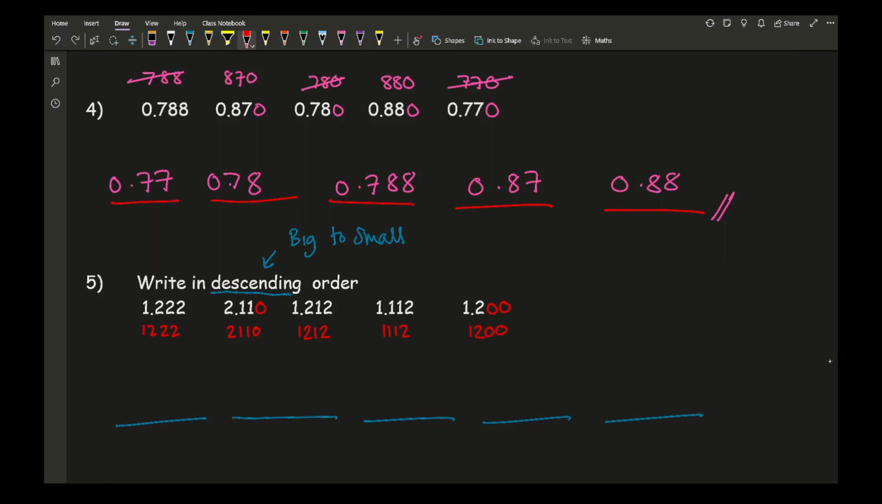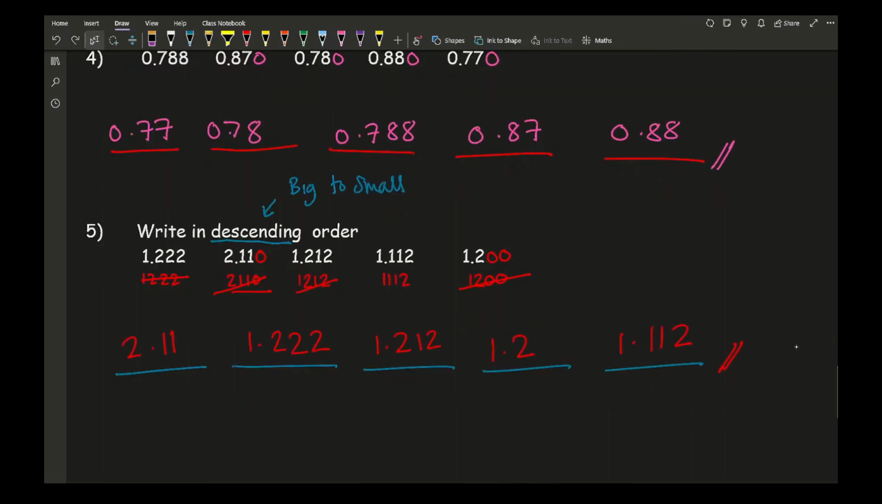So again, I'm going for the biggest number this time. So the biggest number is 2.011, so it's 2.11. Cross that number off. The next biggest is 1.222. Cross that off. Out of the next biggest is 1.212, and then the next is 1.2, and then the smallest is 1.112, and there is my final answer in descending order.